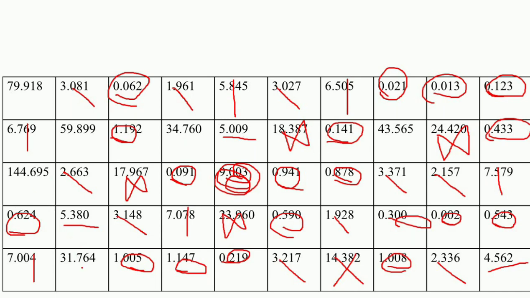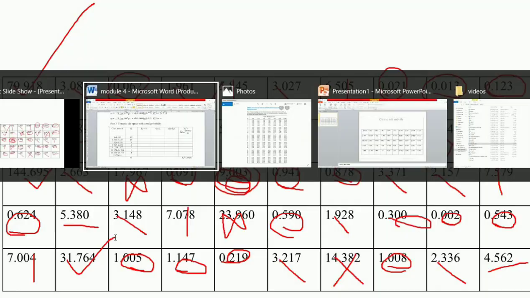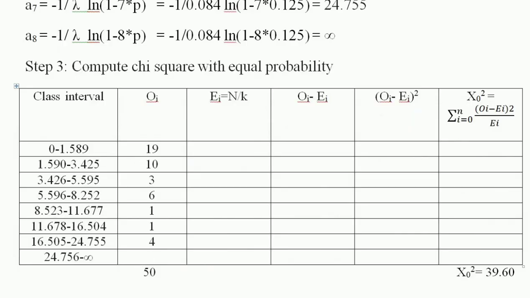6 values are there. Let me count it once again, that is 1, 2, 3, 4, 5 and 6. 6 values. So I got the value over here, 6.